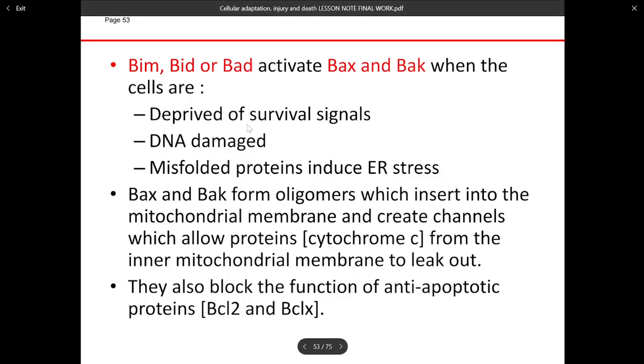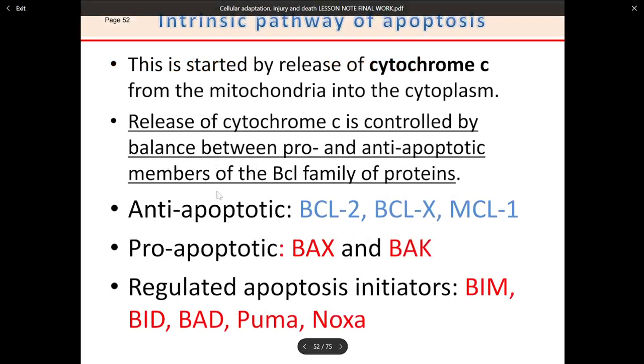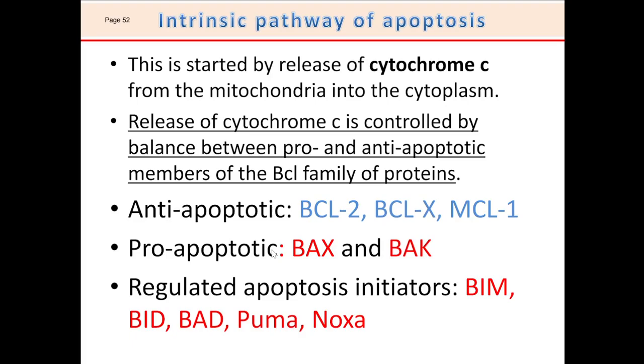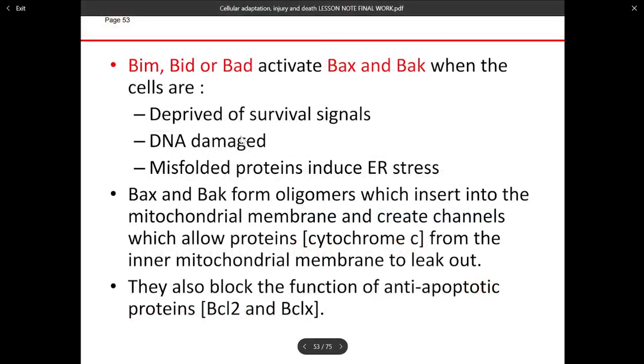When the cell is undergoing any of this, these genes activate BAX and BAK. And what are BAX and BAK? They are pro-apoptotic, which means they promote the apoptotic process. So they activate these pro-apoptotic genes so that the cell will undergo apoptosis.